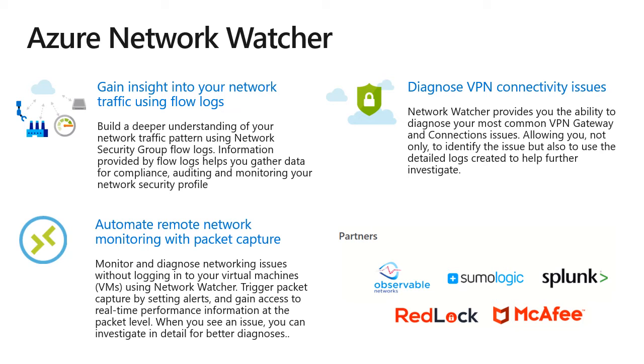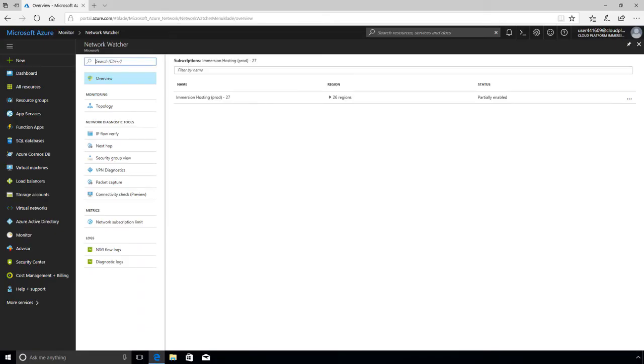divisions. So with Network Watcher, you can get insights into your network traffic using flow logs. You can do network monitoring and packet capture, and you can also diagnose VPN connectivity issues between regions or between Azure to your own data centers. Again, we also have other partners such as McAfee, Splunk, Sumo Logic, Redlock, Observable Networks, and many others that can add functionality into Azure Network Watcher to complement it or even replace it if you want. But because this is an Azure webinar, I'm going to talk more about Azure Network Watcher. So this is kind of what it looks like. So again, I have a set of screenshots that will illustrate and give you an idea on how this works.